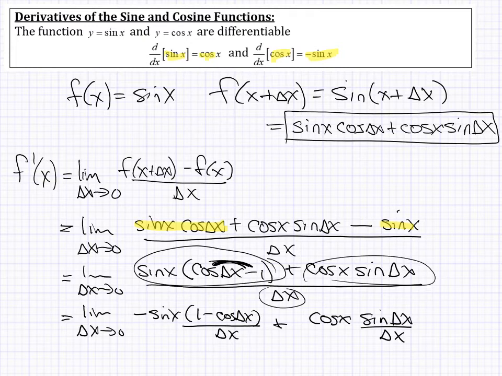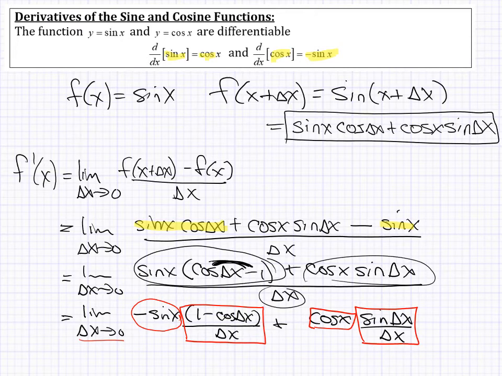Now, delta x is going to 0. X is not changing. X is just x, but delta x is going to 0. So this is really just staying the same. That's going to be a big constant multiple. This is where we have our delta x, but that's one of our special trigonometric limits. Same thing over here. Cosine x is staying cosine x. X is not changing. Delta x is going to 0. So here is where I have delta x. There's another special trig limit.